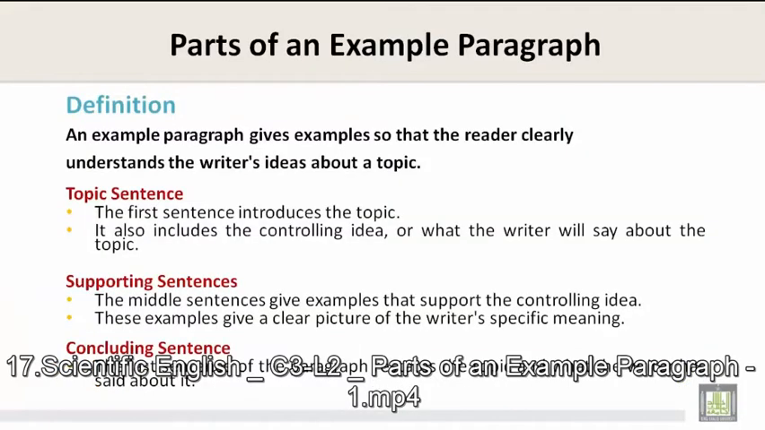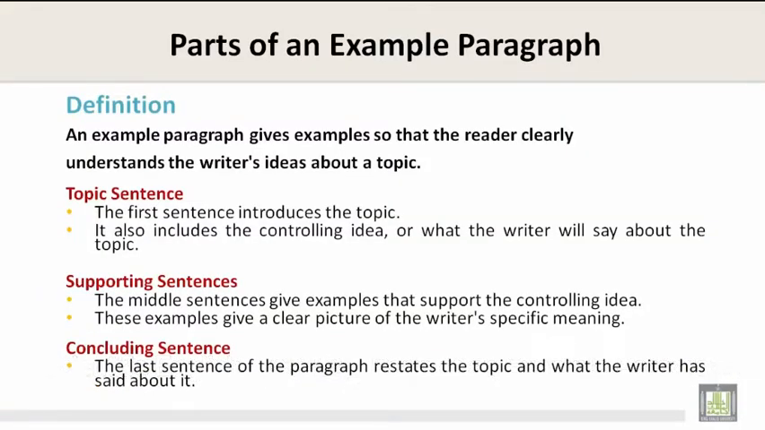Definition. An example paragraph gives examples so that the reader clearly understands the writer's ideas about a topic. There are three key areas, such as topic sentence, supporting sentences, and concluding sentence. Under topic sentence, the first sentence introduces the topic. It also includes the controlling idea, or what the writer will say about the topic. The supporting sentences are the middle sentences that give examples that support the controlling idea. These examples give a clear picture of the writer's specific meaning. The last sentence of the paragraph restates the topic and what the writer has said about it.